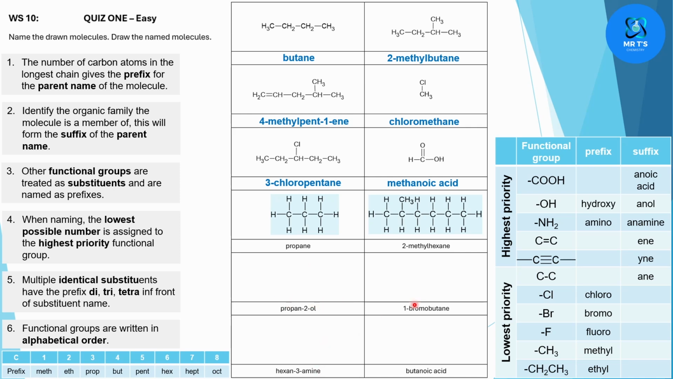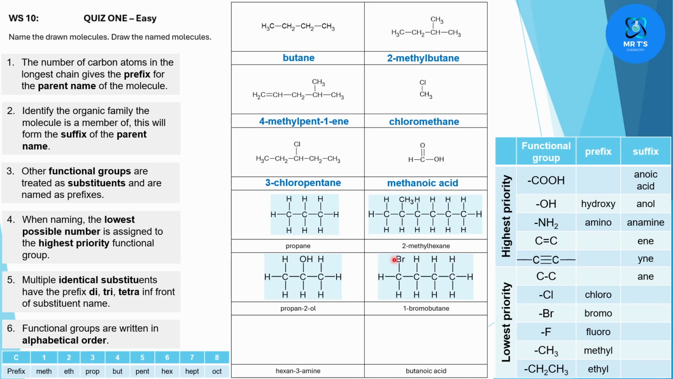Propan-2-ol. So if we look here, the ol part is an OH functional group. It's going to come off the second carbon. It is prop, so there are 3 carbons in a row with the OH group coming off the second carbon. Here it is. 1-bromobutane. But is 4 carbons in a row. Ane, just normal single bonds with hydrogens attached. But off the first carbon there is a bromine attached, and here it is.